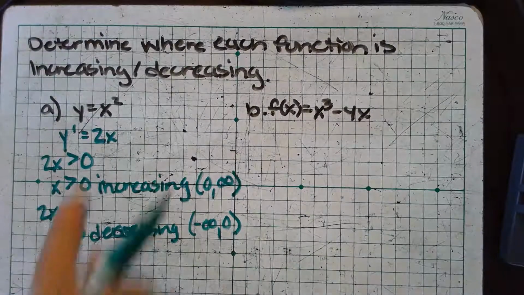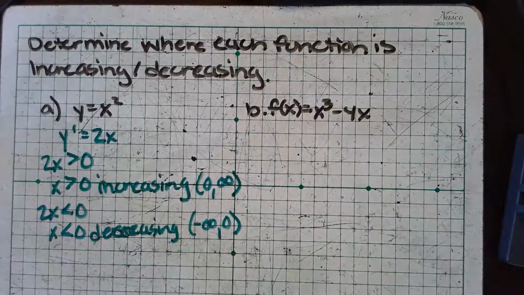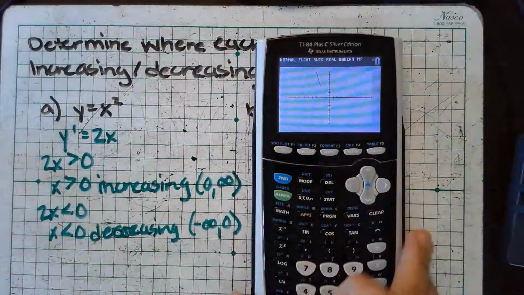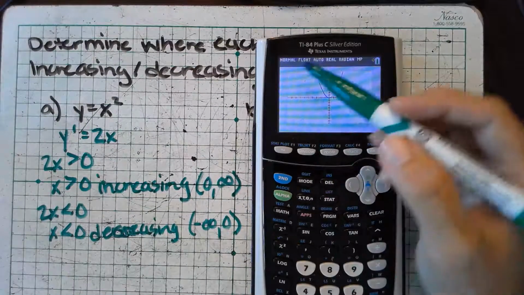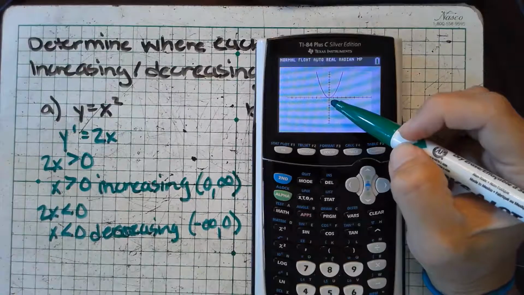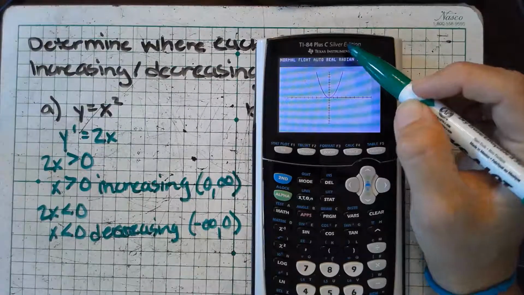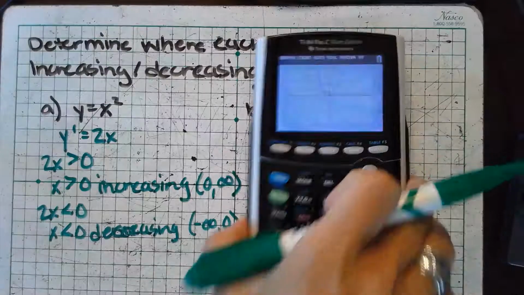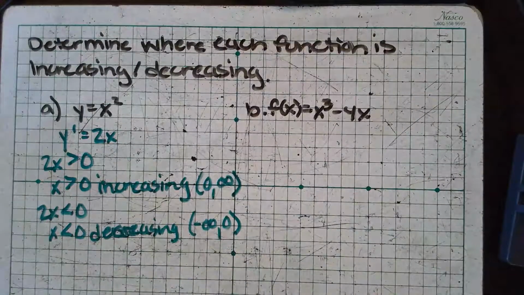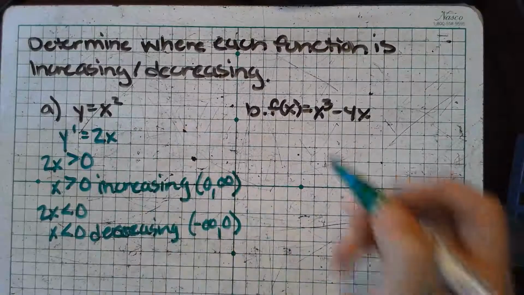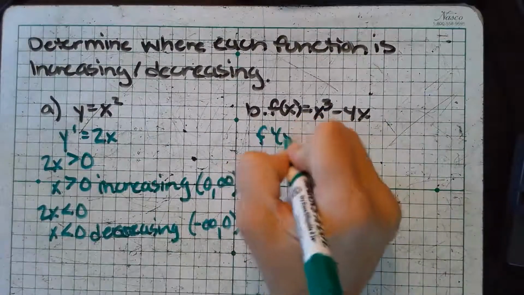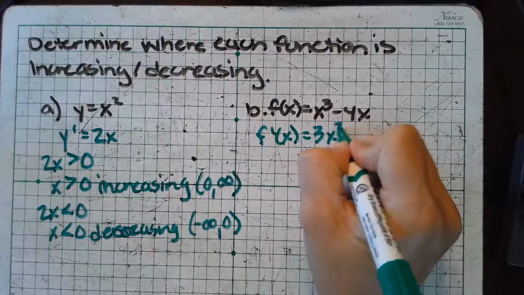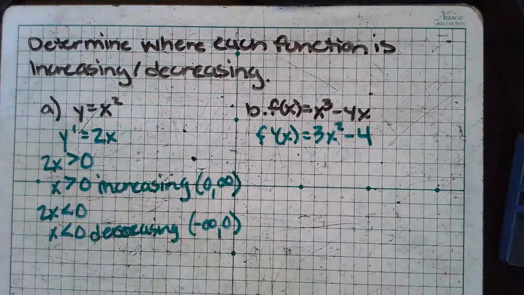And if I were to look at this graph, think about it. It's y equals x squared. Isn't it decreasing from negative infinity to 0, and then from 0 to infinity it's increasing? And that's what we just stated, without actually having to look at the graph. All right, so let's look right here. A little bit harder. Now we kind of know the graph of this one, but we don't know the graph of this one. f prime of x equals 3x squared minus 4.